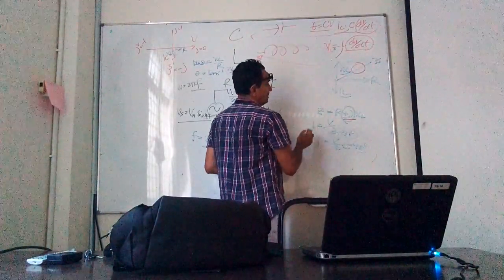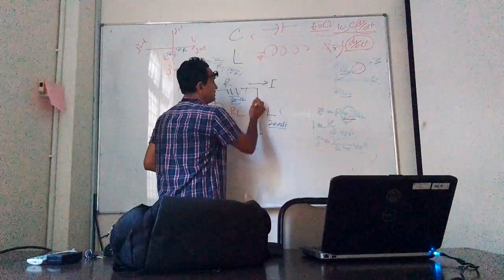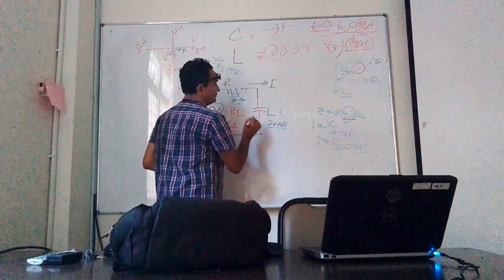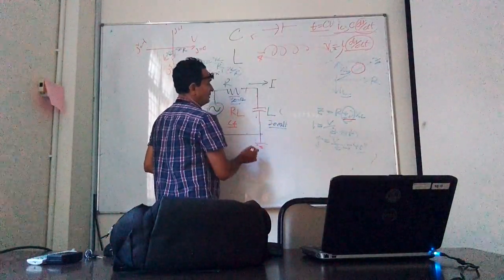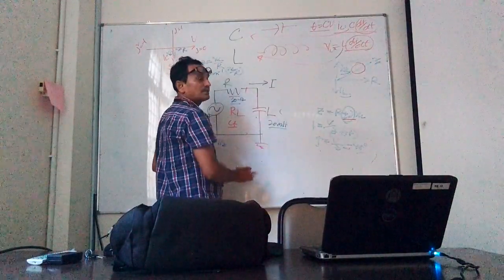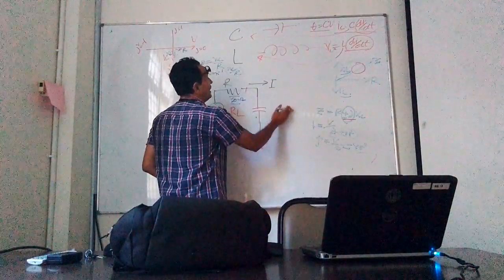Yeah? Then how about the capacitor? If we put here a capacitor, then what should be the property? Here must be ground here. What should be the property now? Now you should follow this.